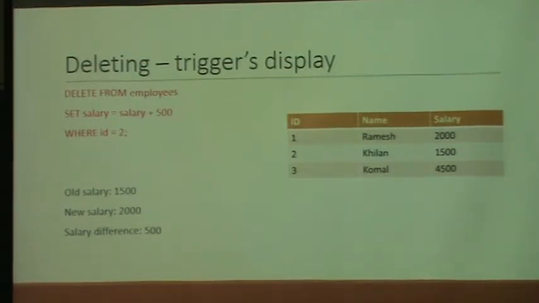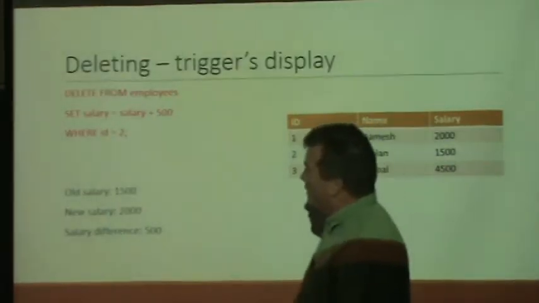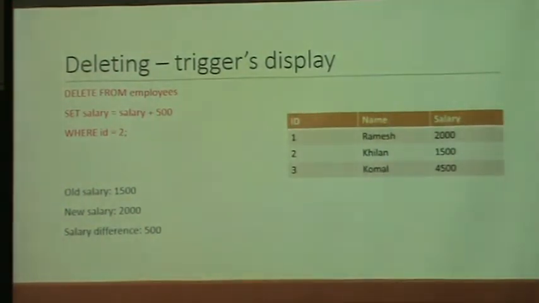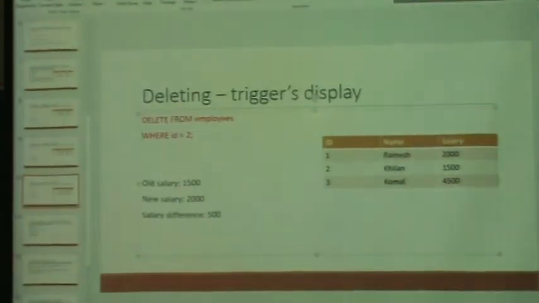This is incorrect. So there's an error in the slide, so I'll fix it. So let's figure out what is the error in the slide. This is way off. If we're deleting somebody, if we're deleting number 2, the old salary is $1,500, the new salary doesn't exist, and the difference doesn't exist. So I shouldn't have done that. That's a copy and paste error on my part.